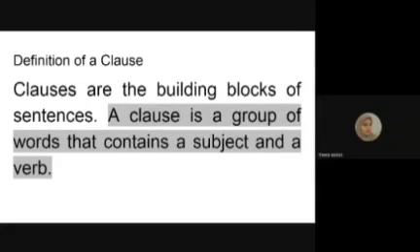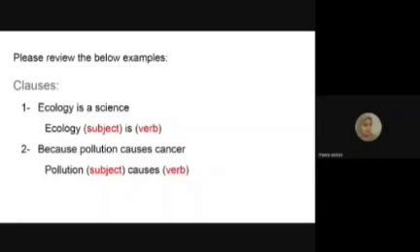When you analyze a clause and you find there is a subject and there is a verb, that means it is a clause. If one of them is missing, that means it is not a clause. So you have examples of clauses here. First, "ecology is a science." Ecology is a subject and is is a verb, and we have a complement, science. So this is a clause.